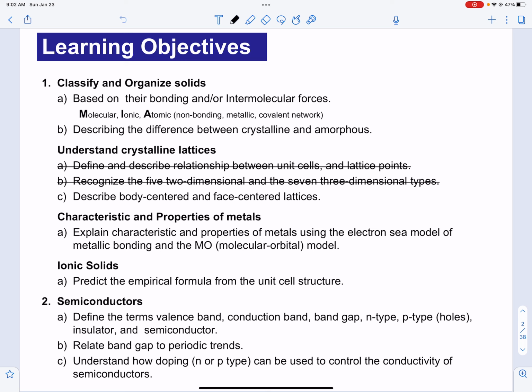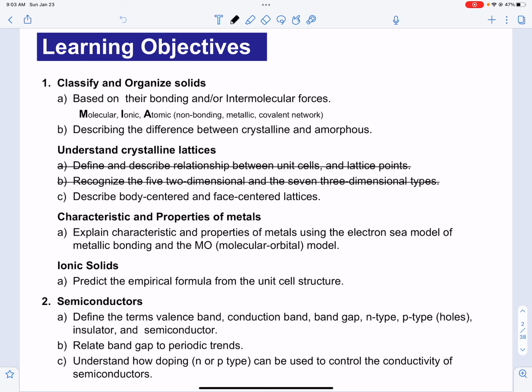When we go into understanding how these solids create networks, which we call lattices, the book gives you a lot of information. Most of that information you will never see again, so we're going to focus on the important things. So we're not going to talk about the lattice points, the angles, the radius, or anything like that. We're also not going to talk about the seven three-dimensional types. We're going to concentrate our efforts on understanding the body-centered unit cell and the face-centered lattice unit cell.